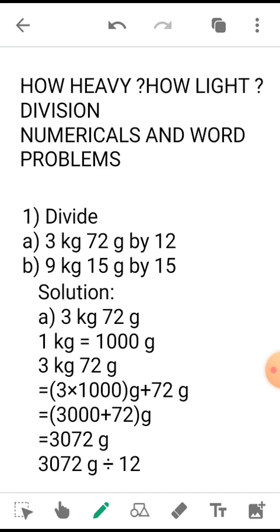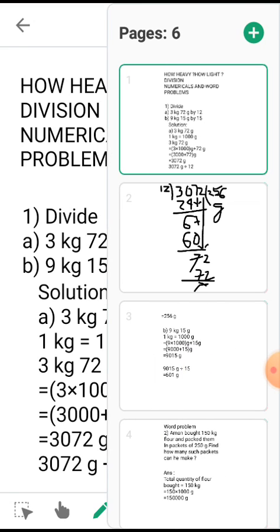In order to solve such types of sums, first of all, please listen carefully, if the kg value given is less than the divisor, first of all you need to convert them to gram. So we convert 3 kg 72 gram and finally get 3072 gram. You need to write the unit for conversion. Next step, you need to divide 3072 gram by 12.